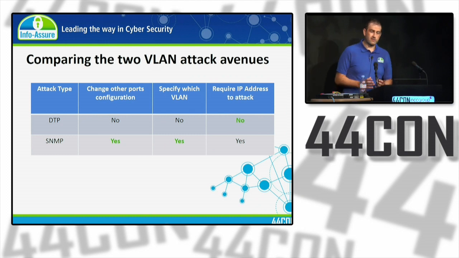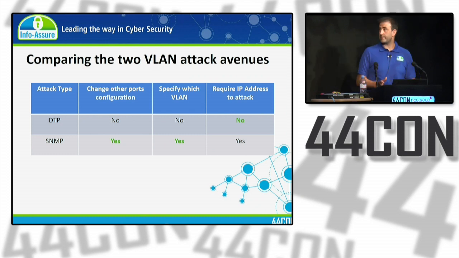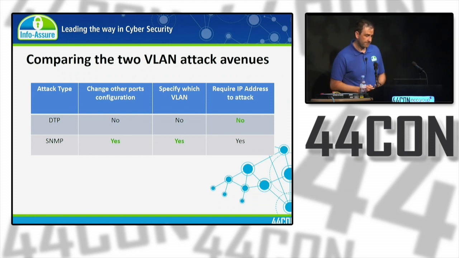With SNMP attacks, you must have an IP address and a writable community string. So you do need those two things in order for this to work, which won't always be the case, but it's an alternative method. Again, with DTP, you can only attack the port you're connected to. With SNMP, you can attack any port, any VLAN, and even set any DTP mode you wish.